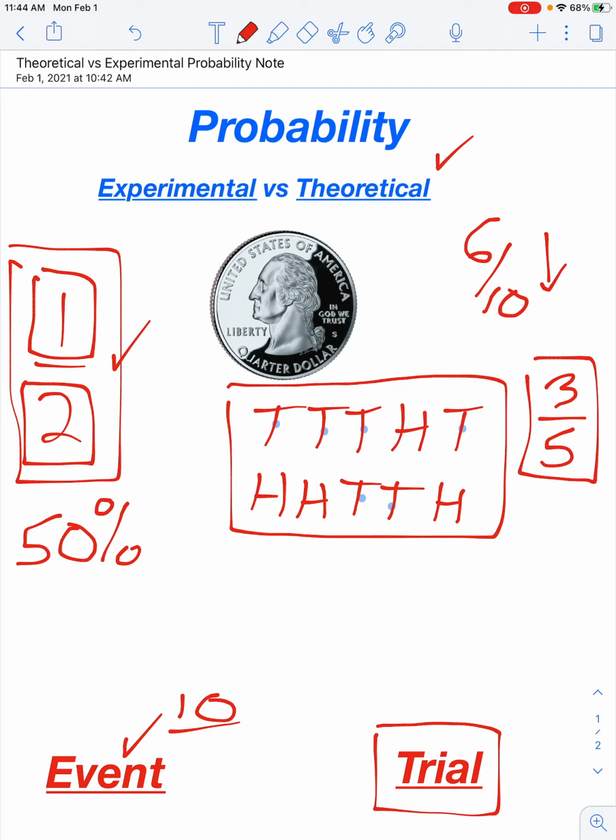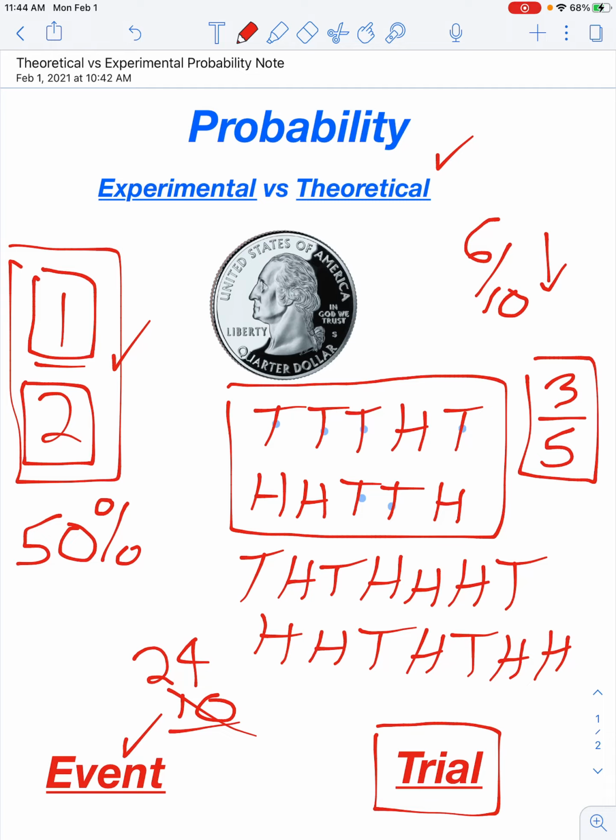So let's add a few here, right? Let's take this number up to say 24 now. No longer are we dealing with 10. So let's add 14 more. So then I get another tails and then heads and then a tails and then a few heads in a row. And then I get another tails, another 2 heads, another tails, heads, tails, heads, heads. So now what I have here is I have 14 more that I added to my original 10 events.